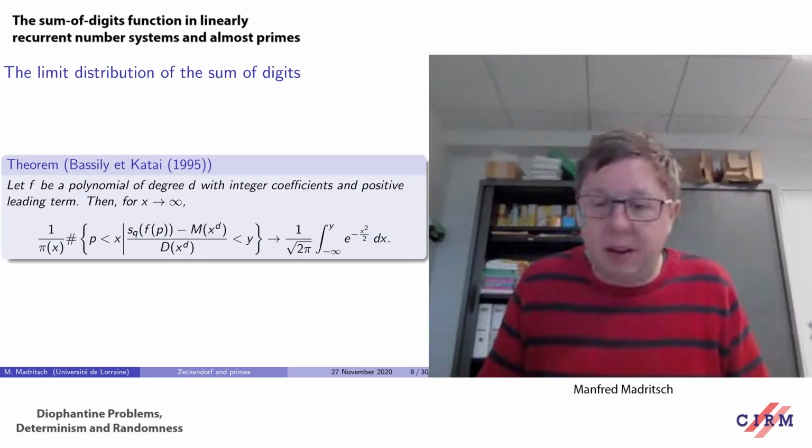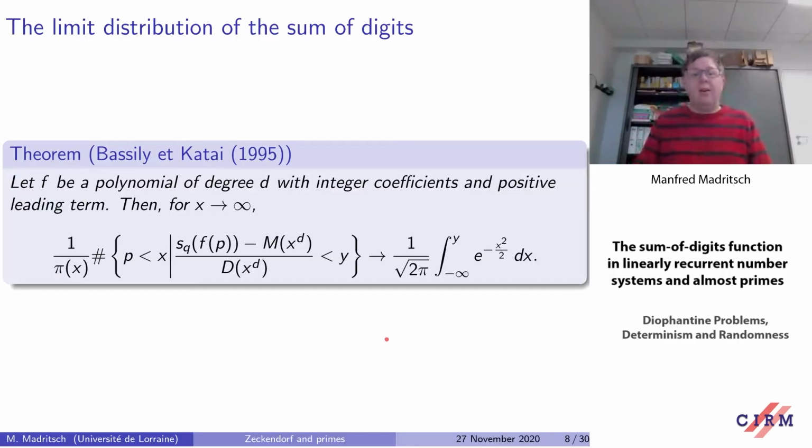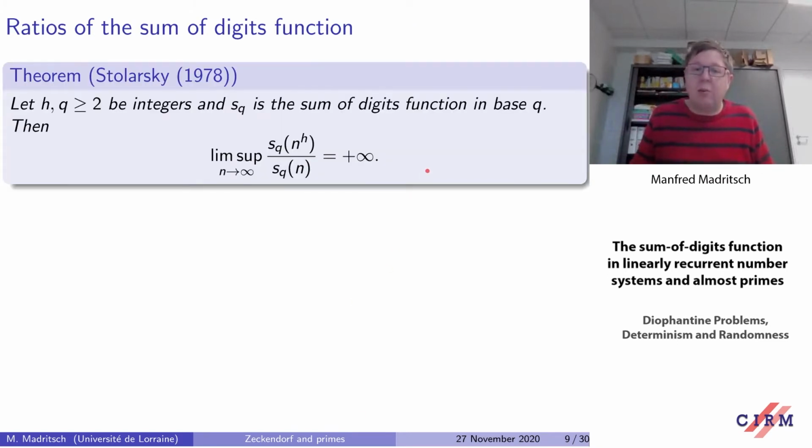And what can we say on the limit distribution? For the limit distribution, we look at the sum of digits function evaluated at polynomials in primes. And if we subtract the corresponding mean, and divide by the standard deviation, then this tends to the normal distribution. And this was proven by Bassily and Kátai in 1995. And we can use this for another nice result, which I want to present here.